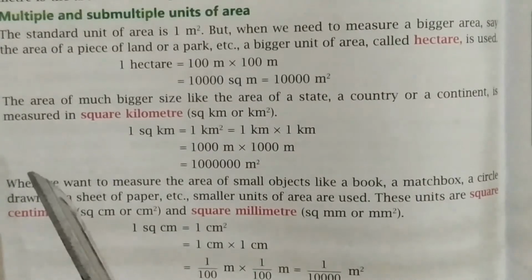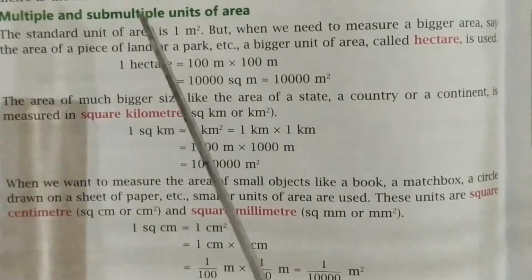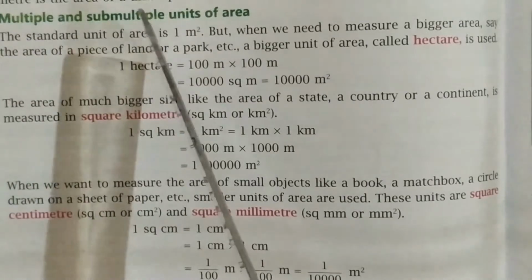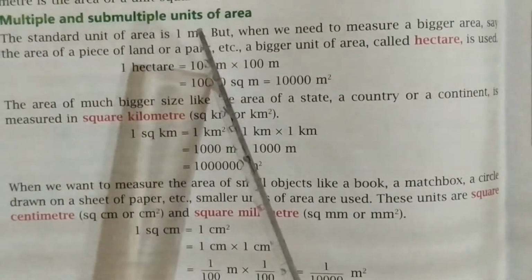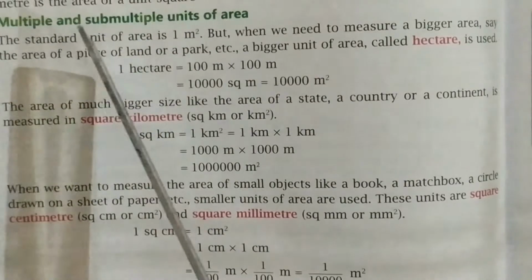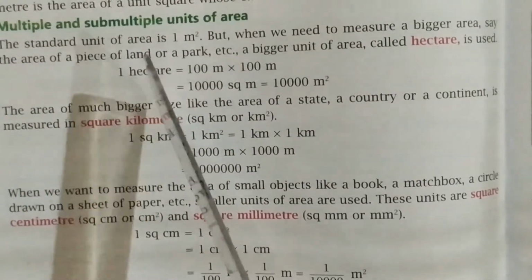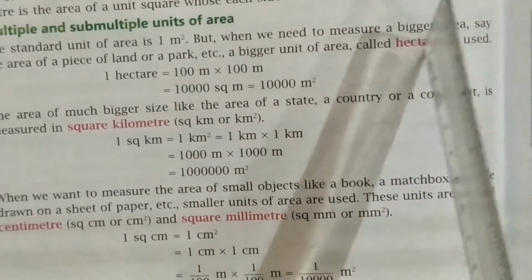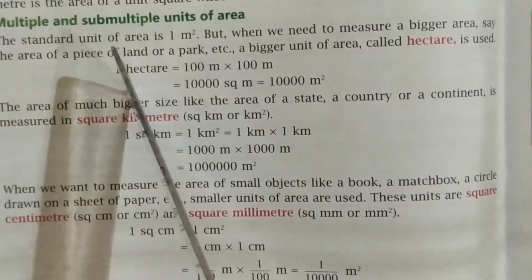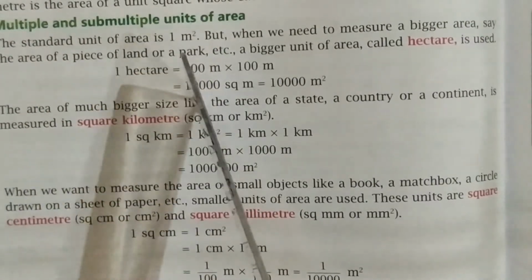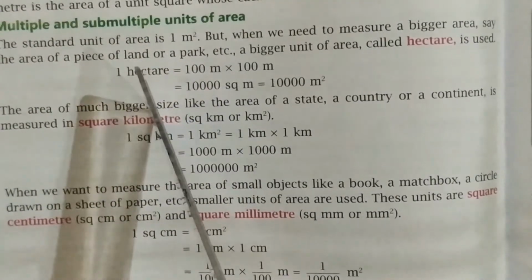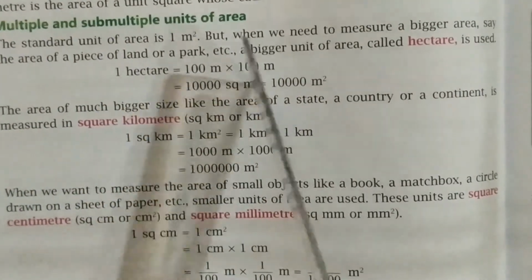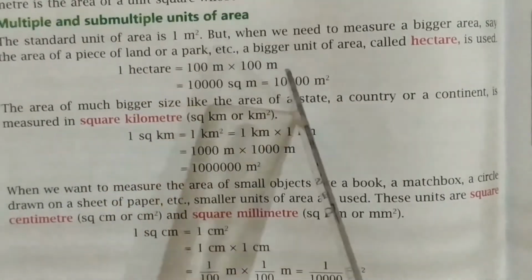So after the SI unit we have multiple and submultiple units of area. Multiple is the bigger unit and submultiple is the smaller unit. So if we take meter square, its multiple unit will be hectare. Why hectare? Because hectare is a bigger unit, and if we want to measure bigger areas like a piece of land or a park, we take the measurement in hectare, and 1 hectare equals 100 meter multiplied by 100 meter. So that becomes 10,000 meter square.